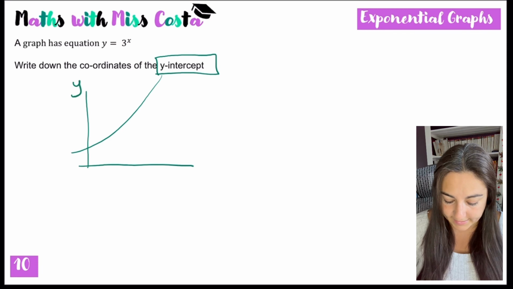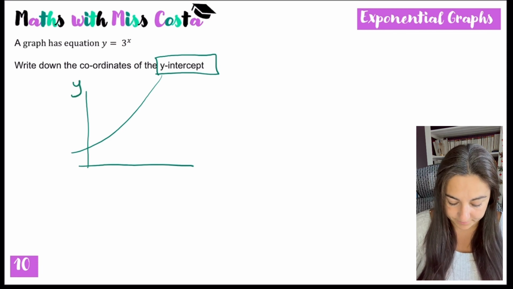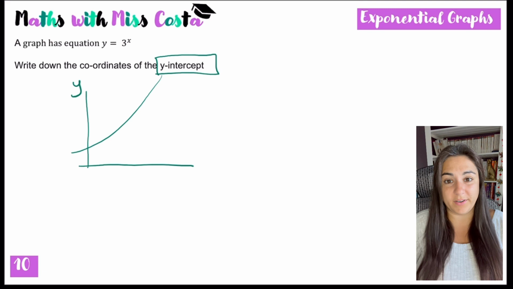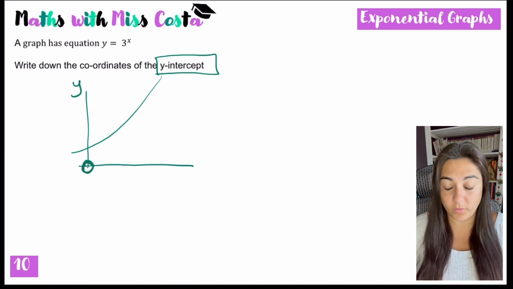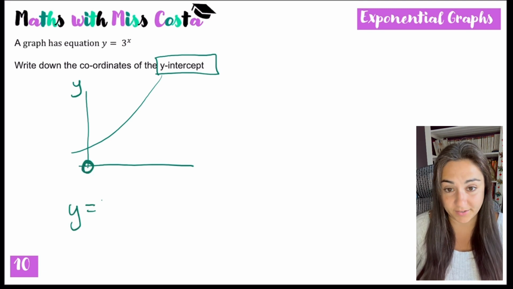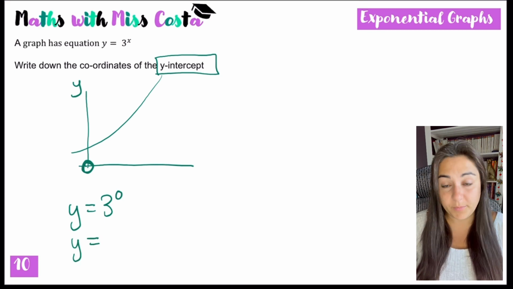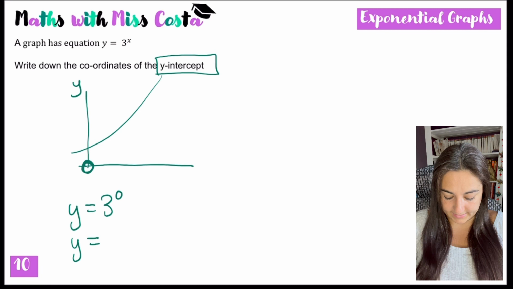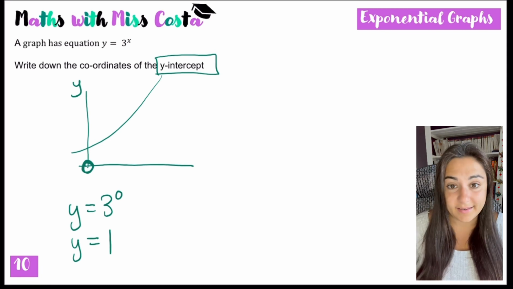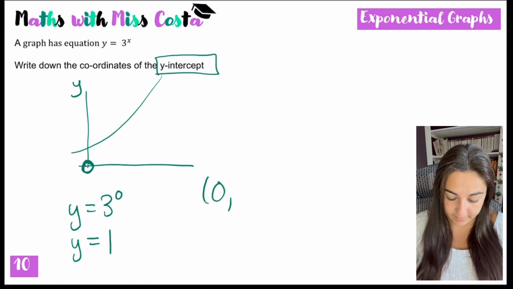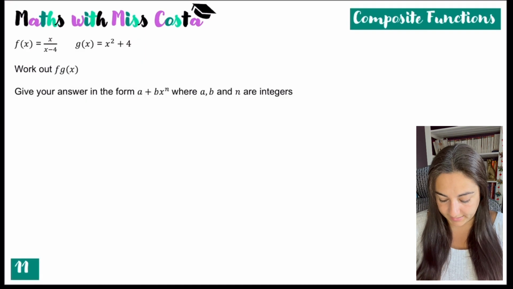Now, the y-intercept is where it crosses the y-axis. And what do we know about the x-coordinate on the y-axis? Well, x is always going to be 0. So all we do is substitute x equals 0 into that. What is 3 to the power of 0? Well, anything to the power of 0 is 1. So the coordinates of the y-intercept would be (0, 1).